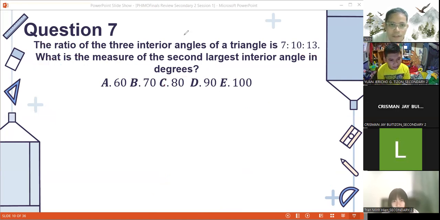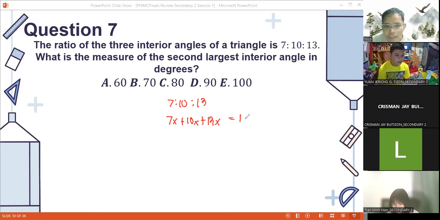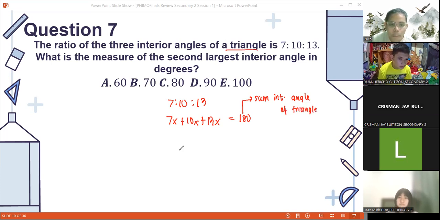So earlier, I wrote this one as 7 is to 10 is to 13, right? So this is 7x plus 10x plus 13x equal to 180. This is the sum of interior angles of a triangle, because it's a triangle, right? So this is 30x equal to 180. So to solve for x, you divide it by 30. So x here is 180 over 30, which is equal to 6.